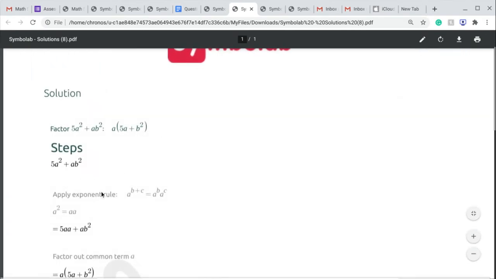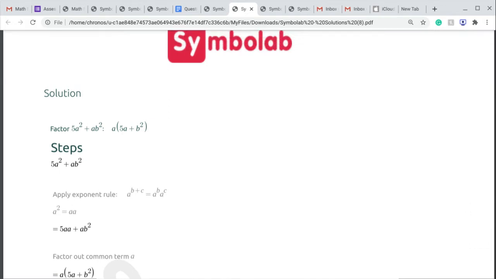So if you guys remember from indices in senior 1, this is just to refresh your memory of factorization, right? In essence, you're looking for anything that is shared commonly between terms. So in this case, we have 5a squared plus ab squared as well. So look at the exponent rule.